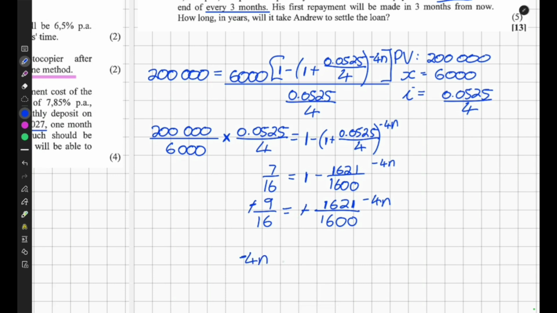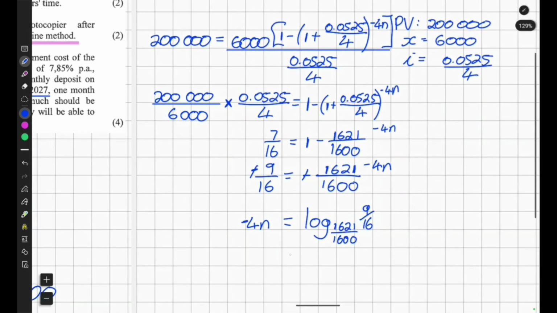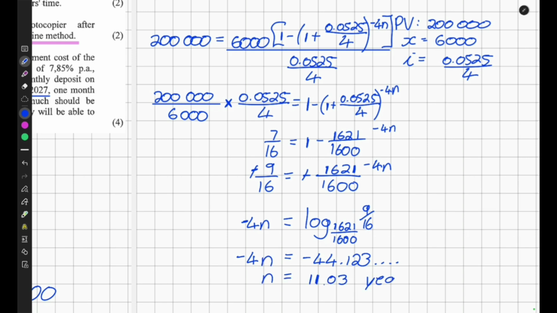So minus 4n is equal to log, the base stays the base, and the other two numbers swap around. So 4n was the exponent, that now goes to the left, and then 9 over 16 goes to the log. And then if I type this in the calculator, my answer would be minus 44.123, and that's equal to minus 4n, and therefore n would be 11.03 years. Okay, now, depending on your teacher, sometimes they'll want you to go further than this.